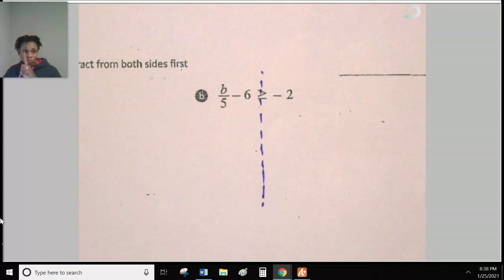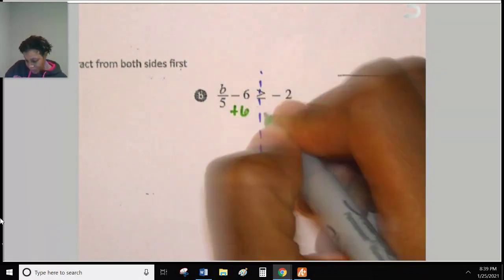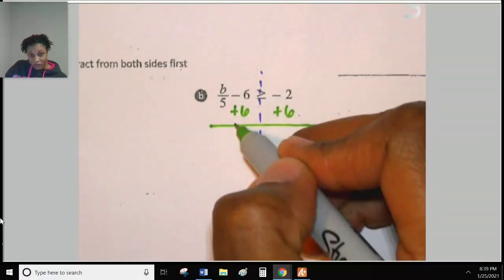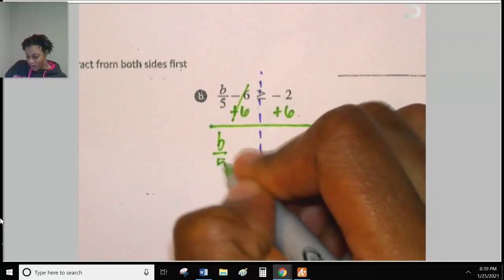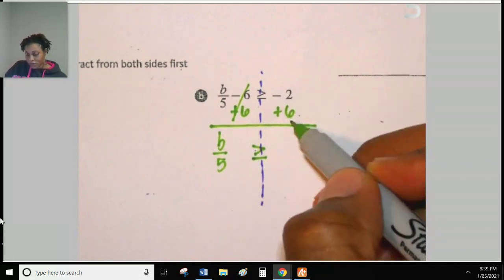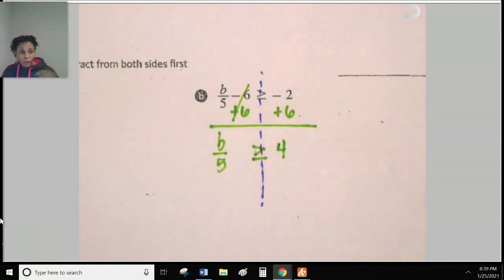Step 1, undo addition or subtraction. So I see they're subtracting 6. So how do I undo that? By adding 6 to both sides. Okay? Positive and negative, they cancel out. Bring down my b divided by 5. Bring down my inequality symbol. A -2 and a +6 is going to give me a +4. Now we're to a one step. One step, okay?